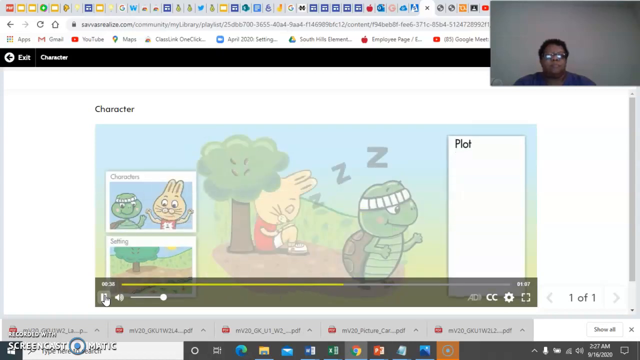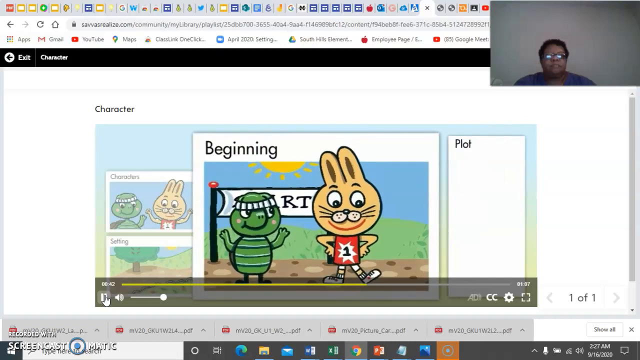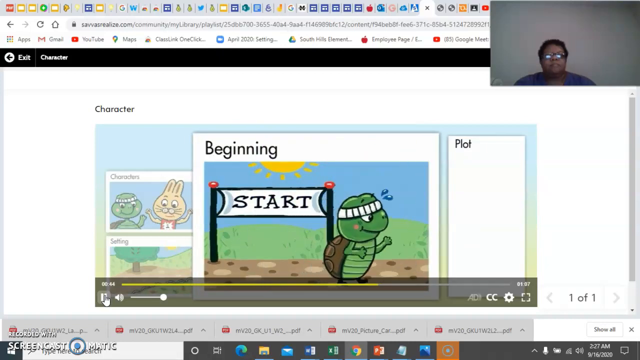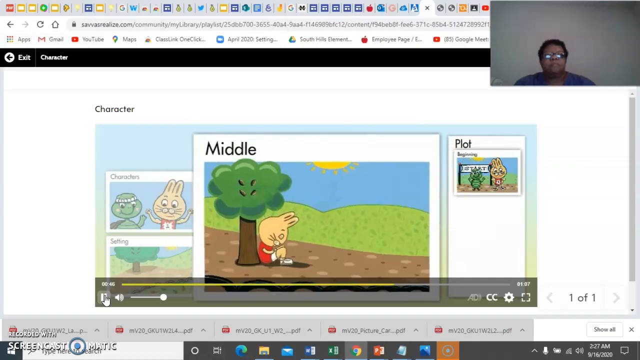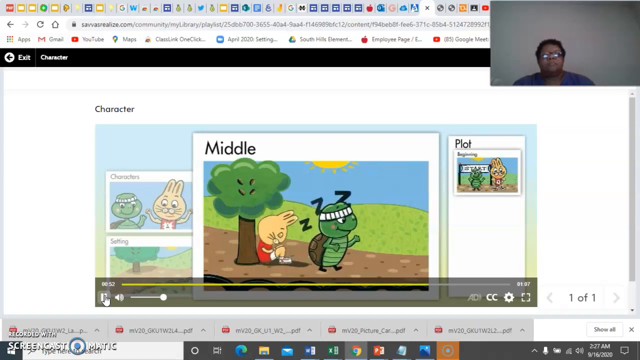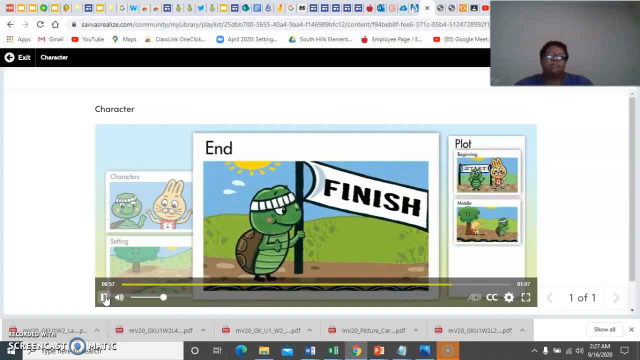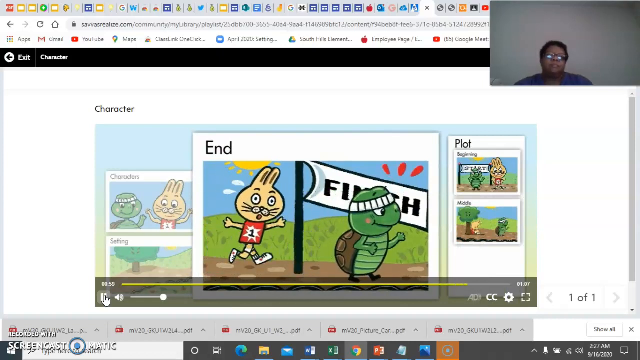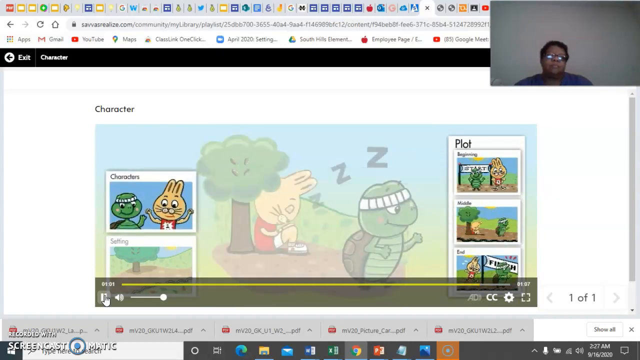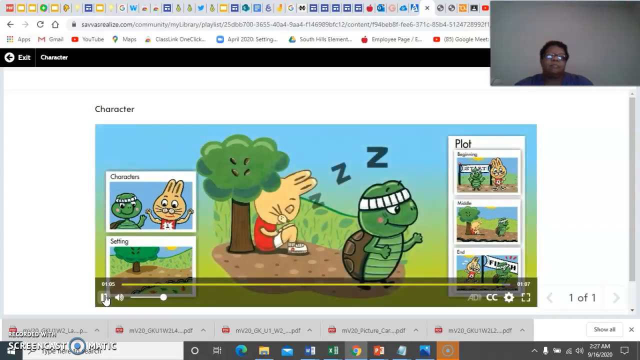The plot is what happens in a story. What happens at the beginning? The tortoise and the hare start the race. What happens in the middle of the story? The hare has decided to take a nap while the tortoise keeps running. What happens at the end? The tortoise wins the race. Knowing the characters, the setting, and the plot of a story helps you understand it better.